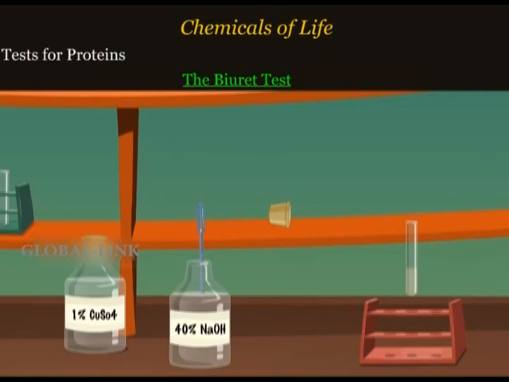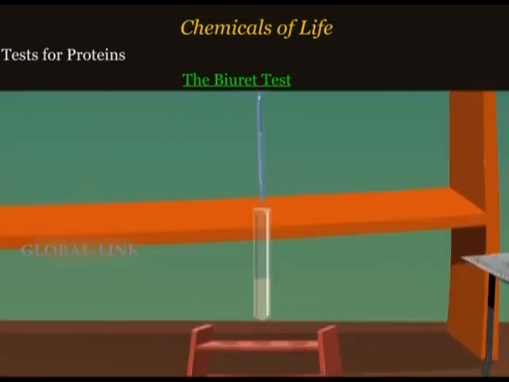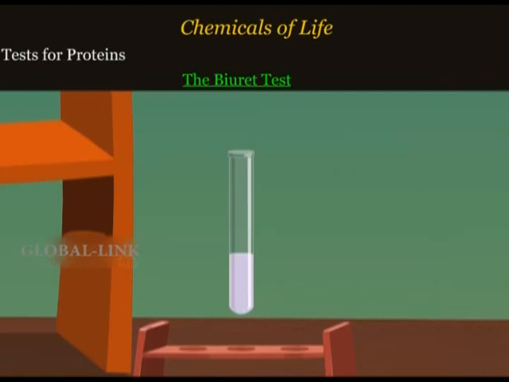We take 1 ml of sodium hydroxide and add to the test sample. Then we add 2 to 3 drops of copper-2 sulfate to the sample and shake the mixture. You will see a violet color indicating the presence of proteins.